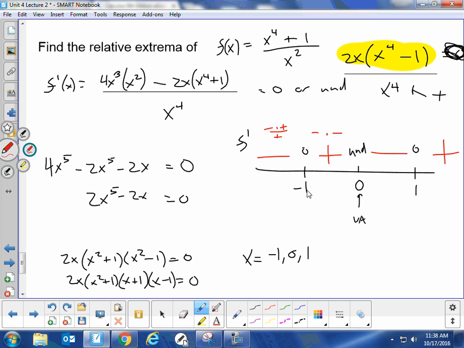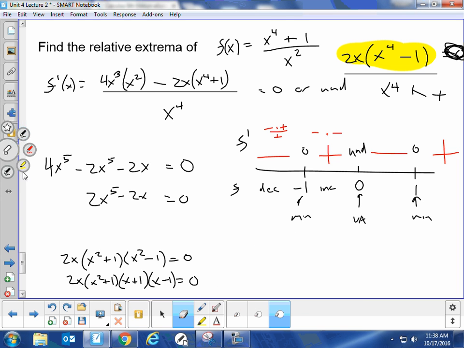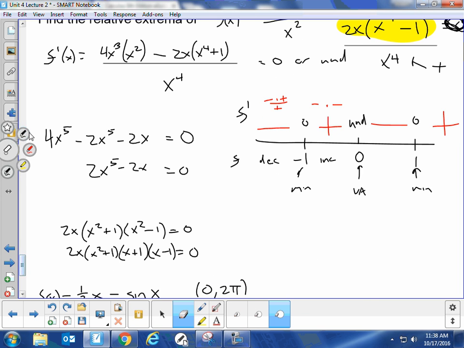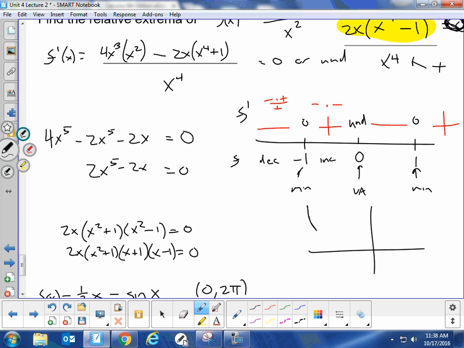What is this telling me? Well, f is going to decrease, then increase around -1. This is going to be a relative min. It'll decrease, then increase at 1. This will also be a relative min. So what could it look like? I don't know. Decrease, then increase. Decrease, then increase. Maybe something like that. Let's find out. Let's graph it.